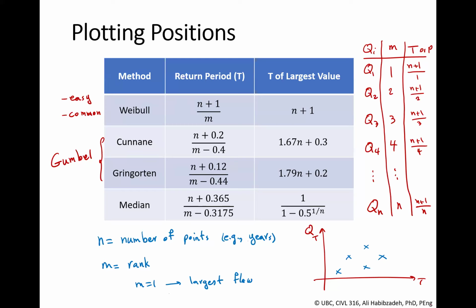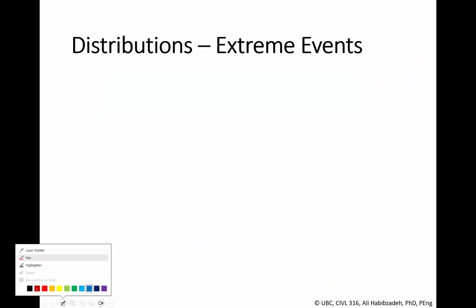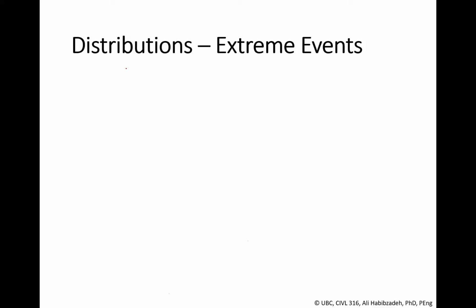Next step is I'm not done. I need to actually extend this and find the PDF. How does the distribution of the data actually look like? So for doing that, I need to look at the extreme event distributions. We looked at Gumbel, right? So we're going to look at extreme value distributions. And there's a bunch of them, as we said. Gumbel is very common, in particular in Canada. We use that a lot.